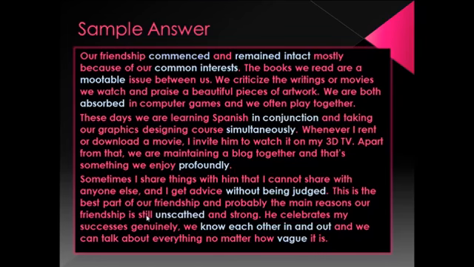Whenever I rent or download a movie, I invite him to watch it on my 3D TV. वो कह रहा है कि जब भी मैं कोई भी मूवी लाता हूँ, डाउनलोड करता हूँ, तो वी यूजुअली वॉच इट टुगेदर. दे आर वॉचिंग इट टुगेदर. ही इनवाइट्स हिम ओवर एट हिज प्लेस and they basically enjoy watching movies together. Apart from that, we are maintaining a blog together and that's something we enjoy profoundly. Profoundly means deeply, बहुत ज़्यादा. You can say extensively, deeply, profoundly.